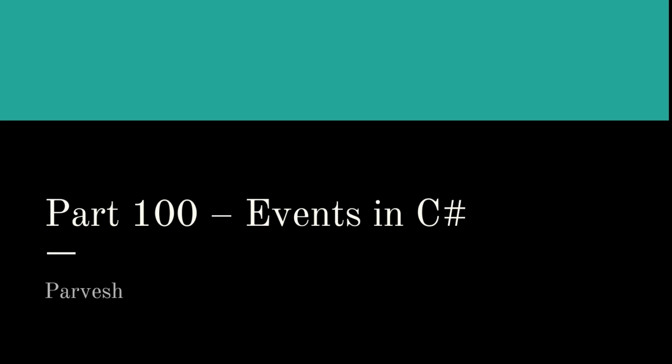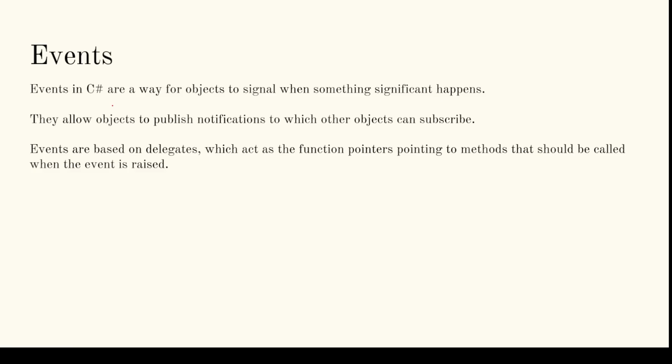In this video, we will understand what events are in C Sharp, and we will also create a real-time application in which we will try to use events. Events in C Sharp are a way for an object to signal when something significant happens.